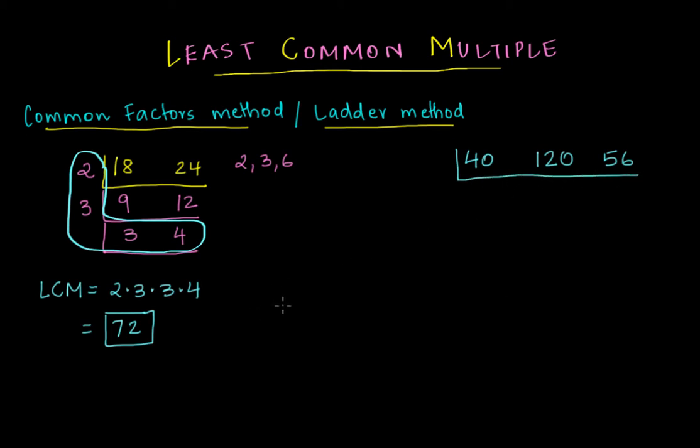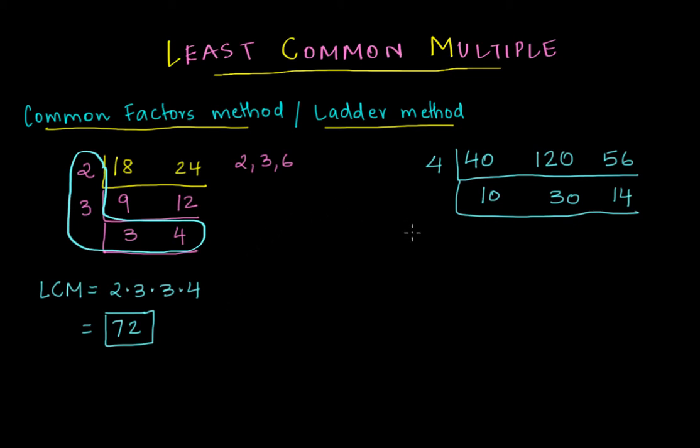Now the thing with three numbers is that if you can find a factor that is common to all these three numbers, then you can factor it out. I know that 4 is a common factor for all these numbers, so I will factor out the 4, and I'm left with 10, 30, and 14.